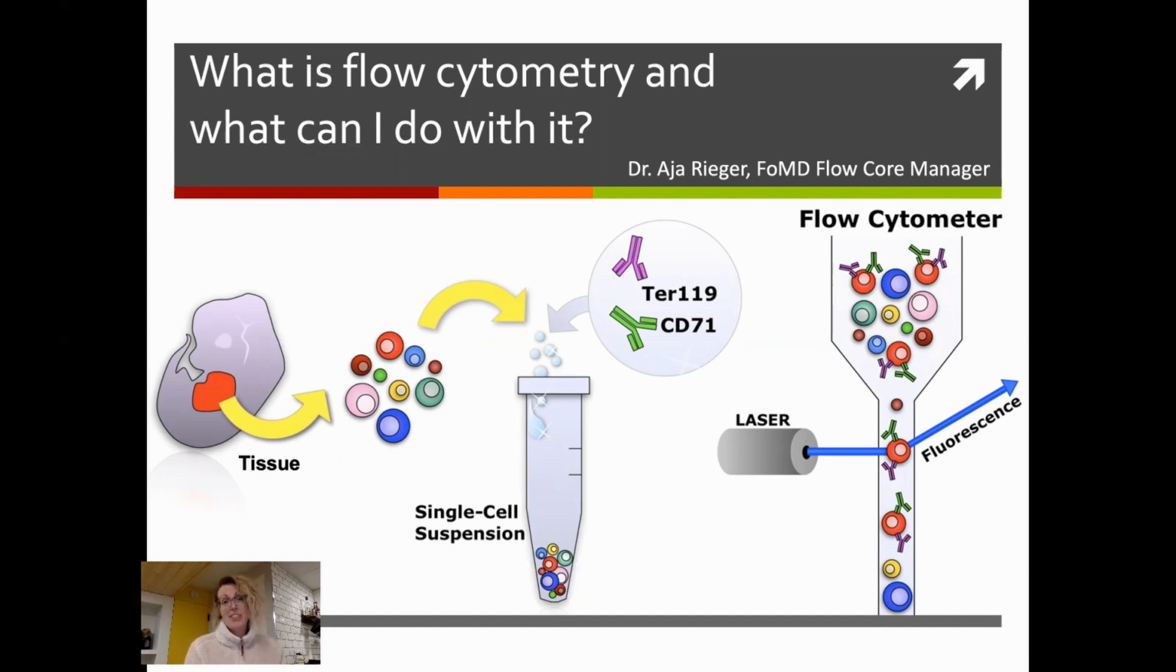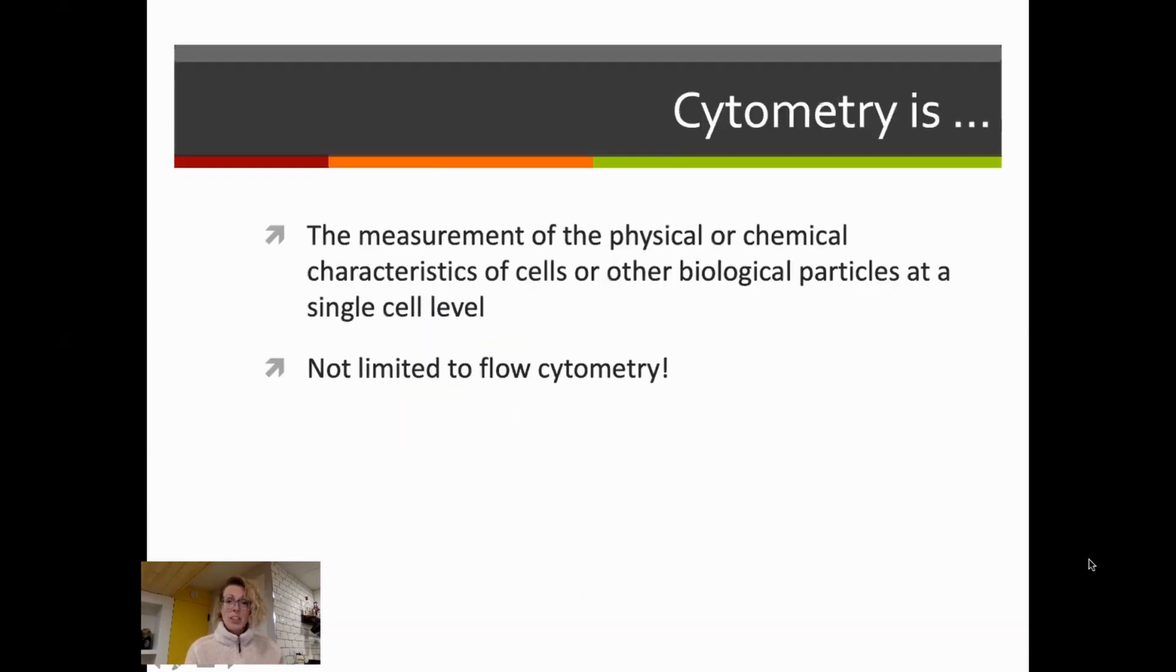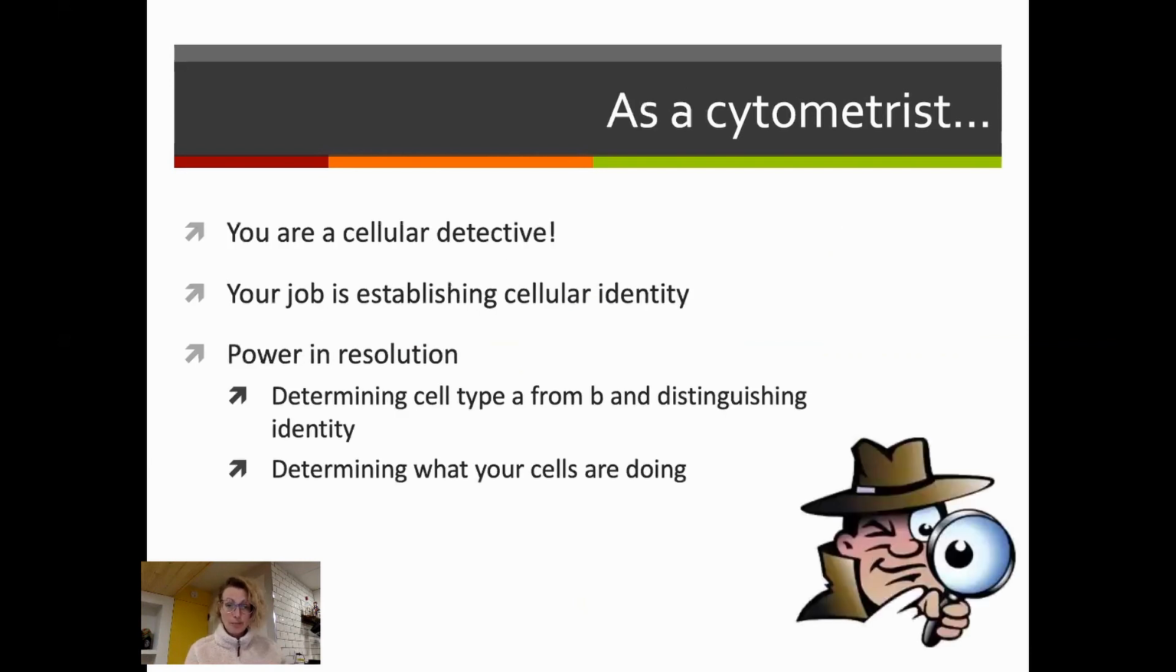Welcome to today's lecture. In this class, we're going to be talking about what flow cytometry is and what you can do with it. So to give a base definition, cytometry is the measurement of the physical or chemical characteristics of cells or other biological particles, looking at them at a single cell level. And it's important to note that this is not limited to flow cytometry.